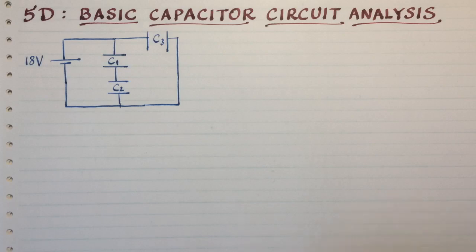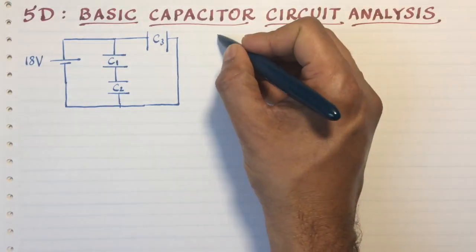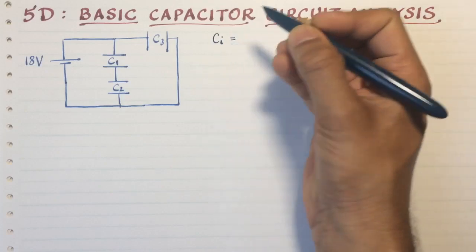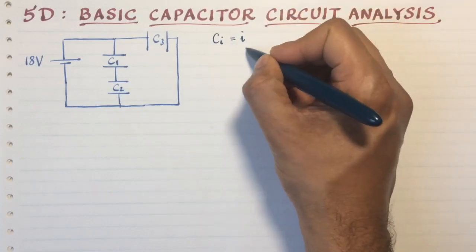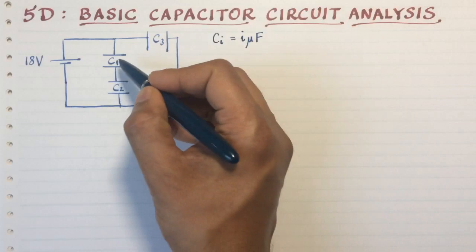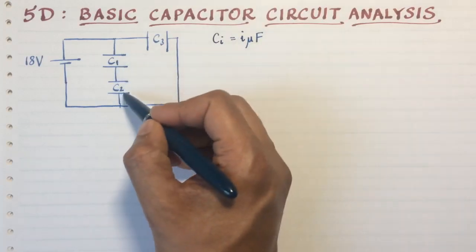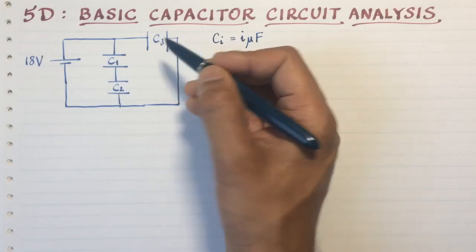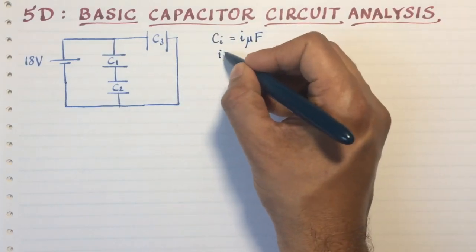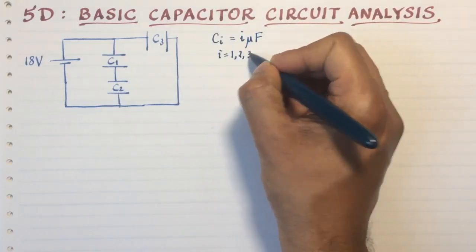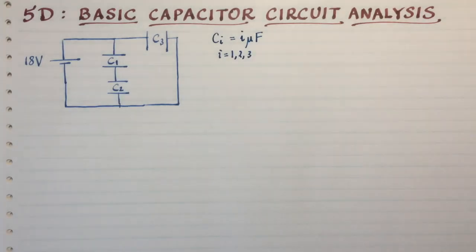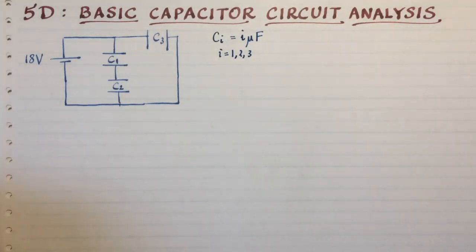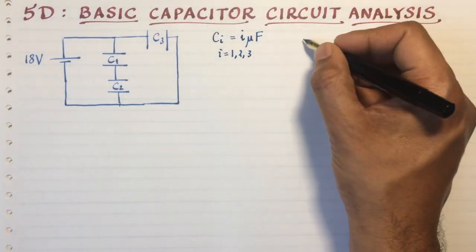Let's, for the sake of analysis, take the capacitors to have some capacitance. Let's say the ith capacitor has a capacitance of i microfarads, which means this has 1 microfarad, that has 2 microfarads, and that has 3 microfarads. Okay, i equals 1, 2, and 3. So that's going to be the basic problem I'm going to analyze. And what do I need to find? Basically everything. So find the charge on each capacitor.